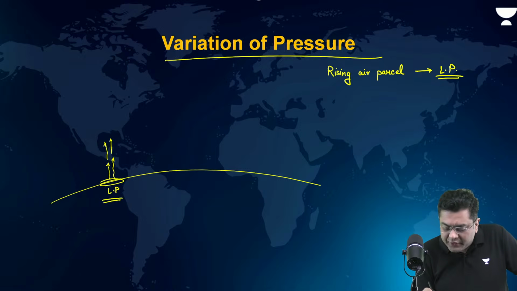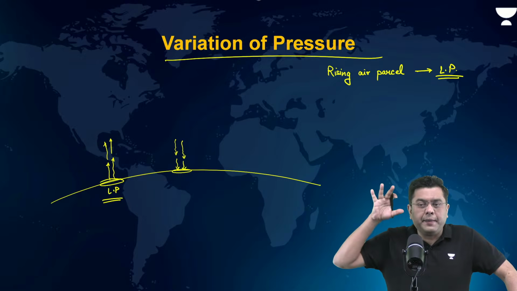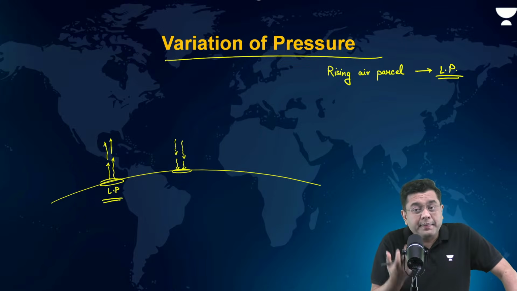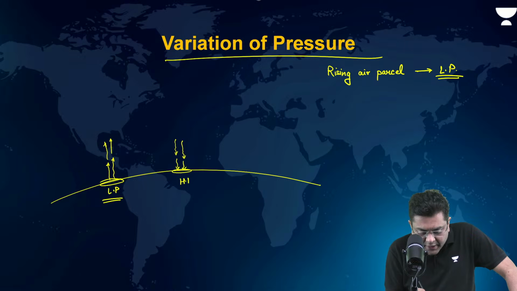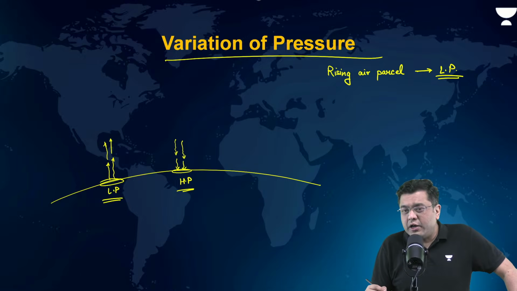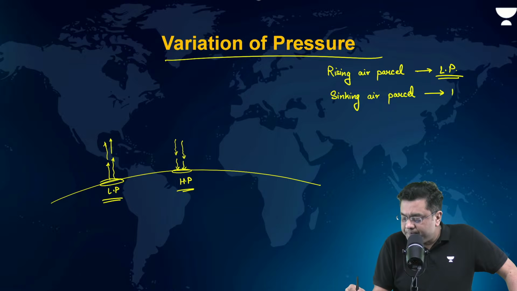Now, let's suppose in a nearby region, I have the case of air which is sinking to the ground. This is a region of surplus of air particles pushing against the ground. So this will experience what? Pressure again, a high pressure. So this is a region of high pressure. And that brings me to my second conclusion. What is my second conclusion? Sinking air parcel is associated with the condition of high pressure.